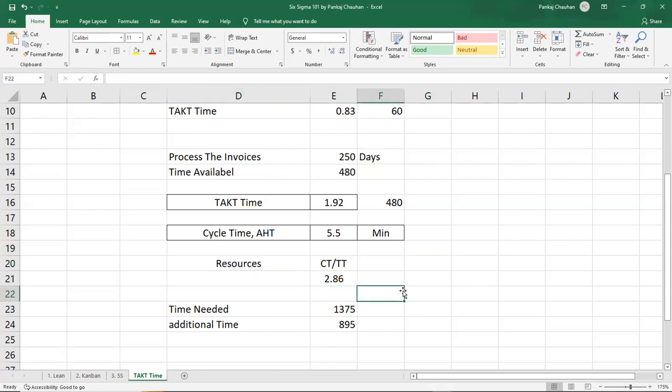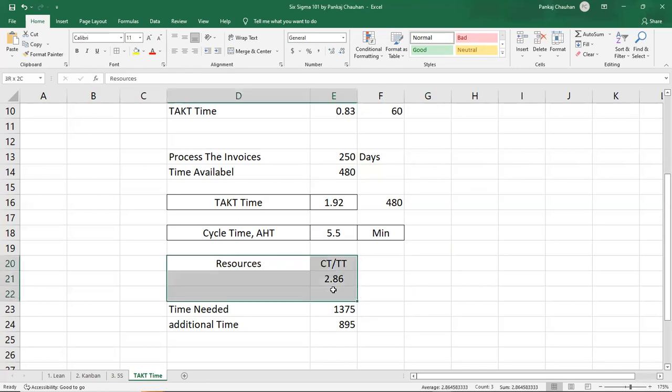Or in another way, you have calculated the time, resources 2.85, you have calculated the time, or you have calculated the resources. In case two people are already working, but you need 2.86 people. So 2.86 minus 2, which means 0.86 equivalent extra time you need. That is what the TAKT time is.